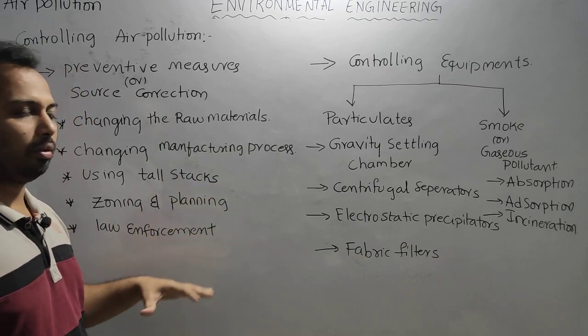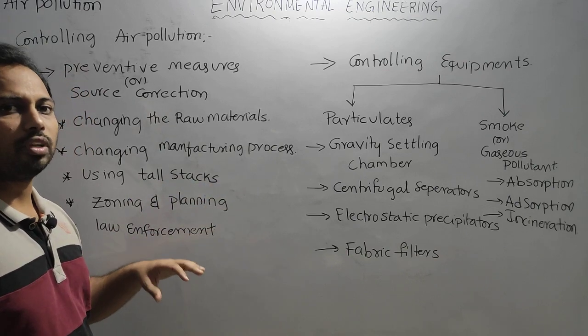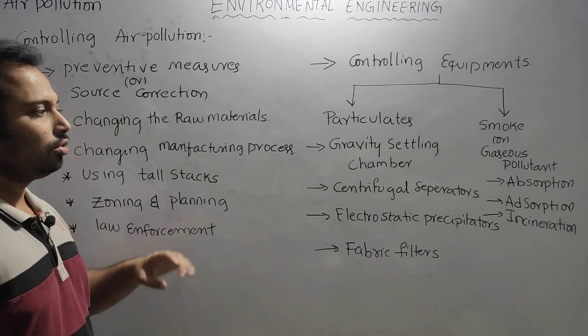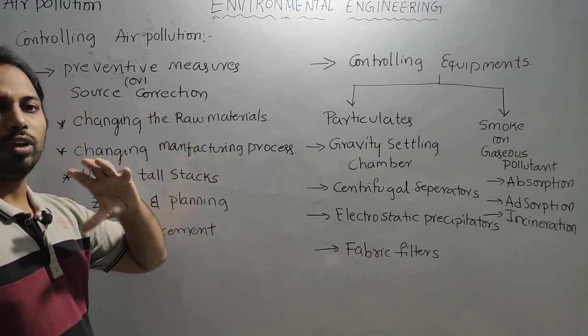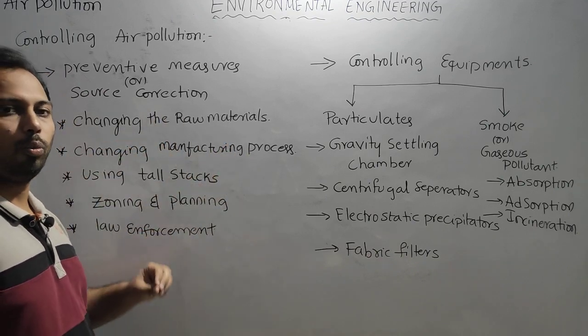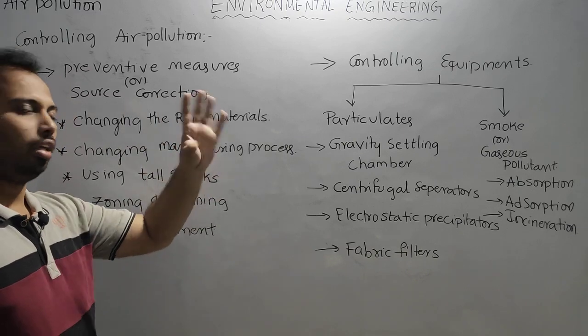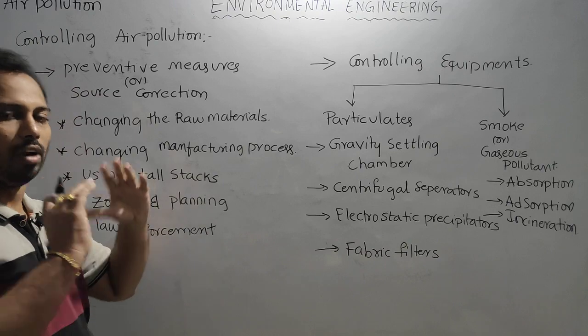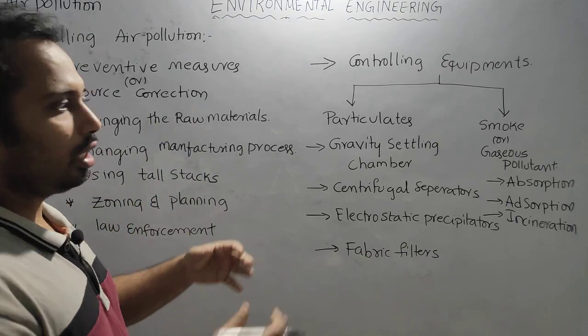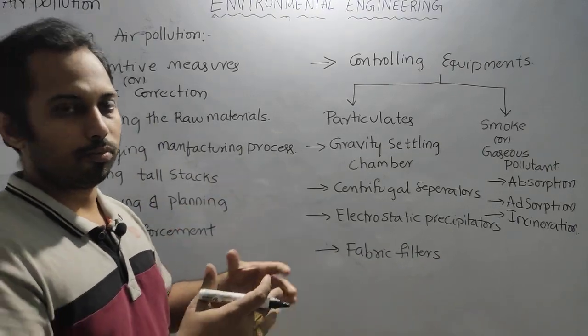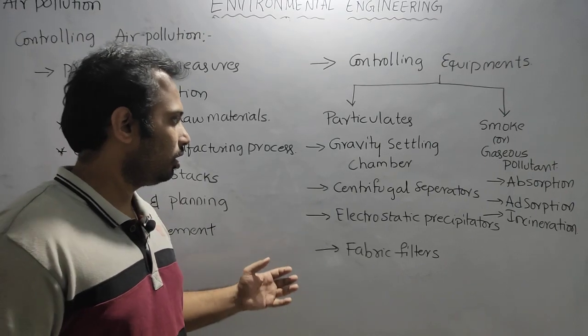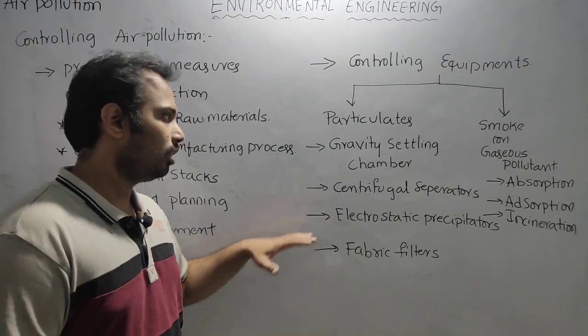The centrifugal separator works on the principle of centrifugation. The wind speed creates pressure, a high pressure zone at the center, because of which the wind goes out through the filter, leaving the dust particles present inside, and the wind goes out. That is the centrifugal separator.